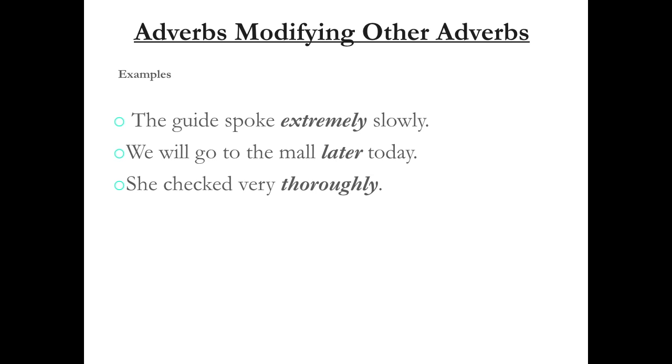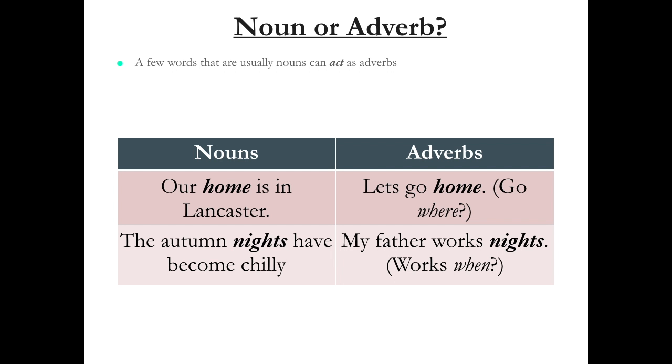Same thing for the next one. We will go to the mall later today. Go is our verb, will go is our complete verb, we is who is going. We're going today, so that tells us when. When today? Later today. She checked very thoroughly. What did she check? She checked thoroughly. How thoroughly? Very thoroughly.